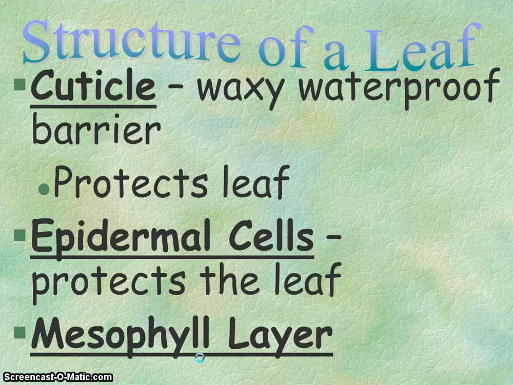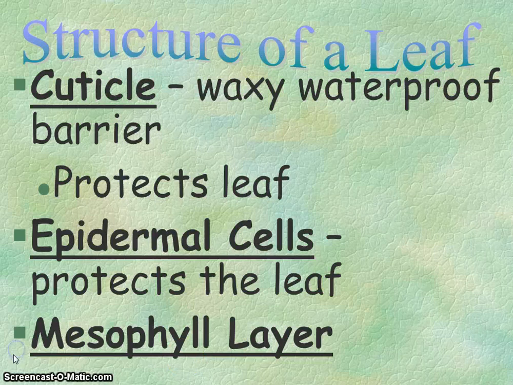Okay, so we're going to start out with the outside layer, which is called the cuticle. This is a very waxy, waterproof barrier that's going to serve as protection for the leaf. Below the cuticle is the epidermis, or the epidermal cells. And again, this is more protection for the leaf.